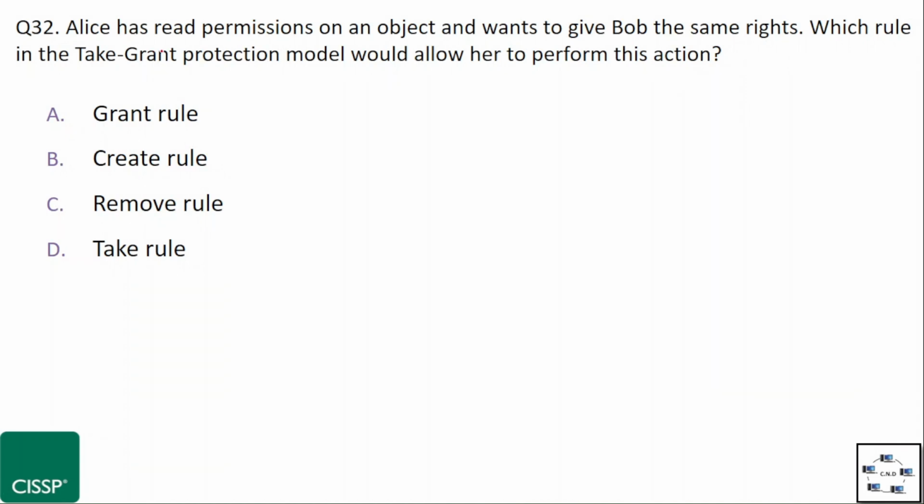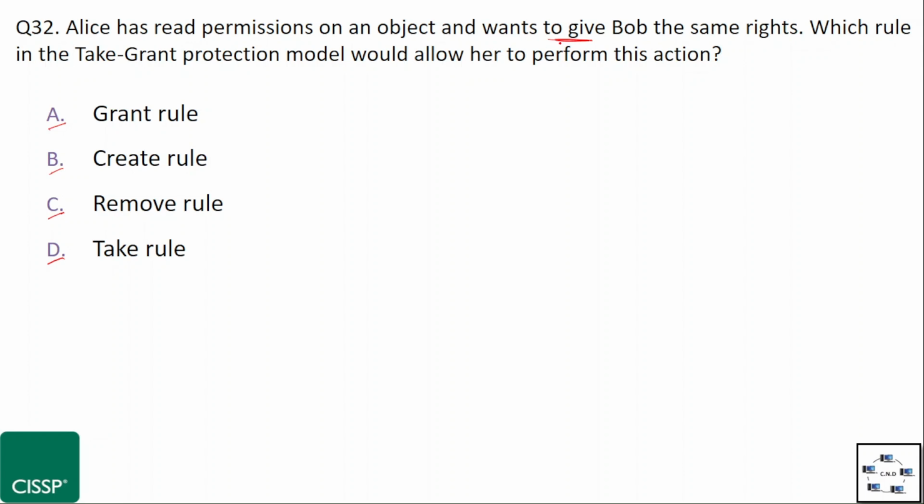Question number 32. Alice has read permissions on an object and wants to give Bob the same rights. Which rule in the take-grant protection model would allow her to perform this action? And the options are option A, grant rule; option B, create rule; option C, remove rule; and option D, take rule.